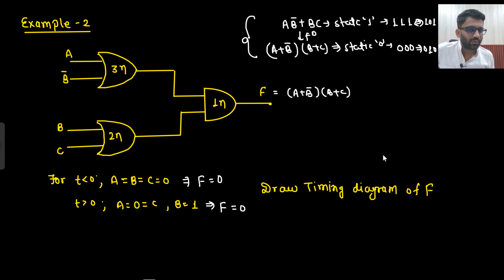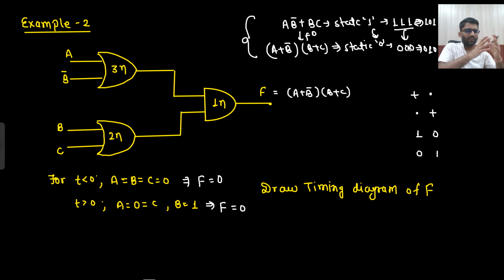And one more thing we do. What do we do? 1 is replaced with 0. When we take dual, I told you two things: plus to dot, dot to plus, and 1 to 0 and 0 to 1. So 1 is replaced with 0. So if a circuit is suffering from static 1 hazard, its dual will suffer from static 0 hazard, with the condition that even the input should also be dual.